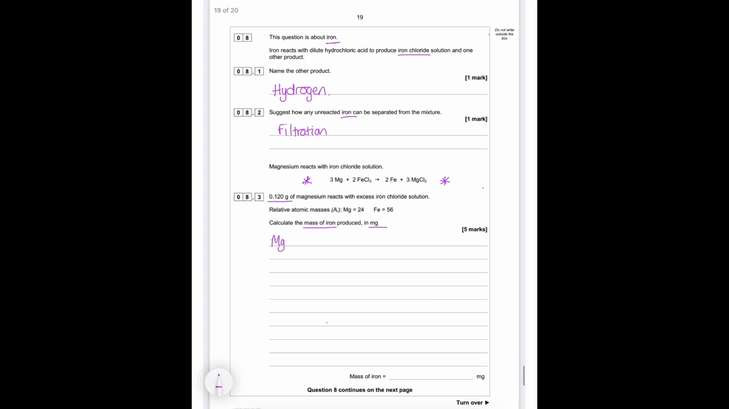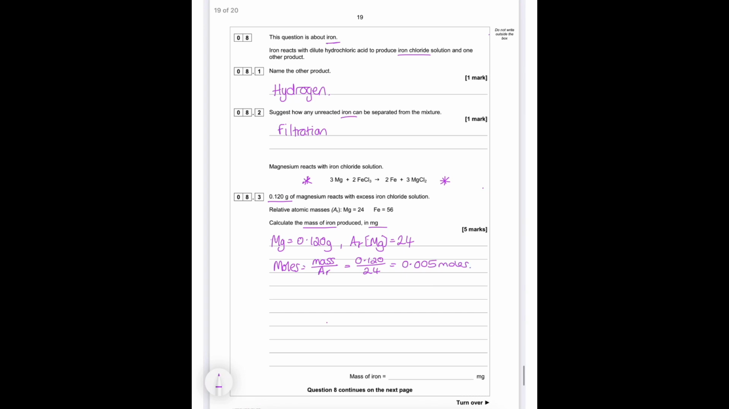Now, first of all, it's always important to write out what we have. So for our magnesium, we know we've got 0.120 grams. We know that the relative atomic mass of magnesium is 24. So we can work out our number of moles of magnesium, because moles is mass divided by our atomic mass. So we would have 0.120 grams divided by 24, which gives us 0.005 moles.